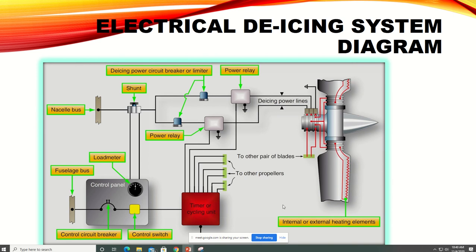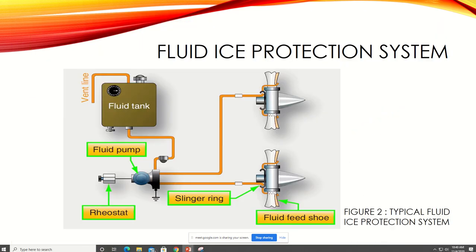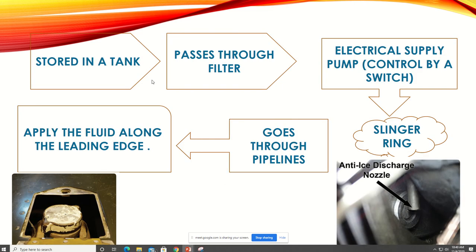Just as a reminder, this kind of figure is a favorite question in your exam. The question will be asked: draw the system for the fluid ice protection system, which components are involved, the function of each component, and how it operates. So get ready. These are the keywords: stock in the tank, the fluid or the alcohol, isopropyl alcohol, stock in the tank. Again, the liquid will be passed through the filter. This is the idea.